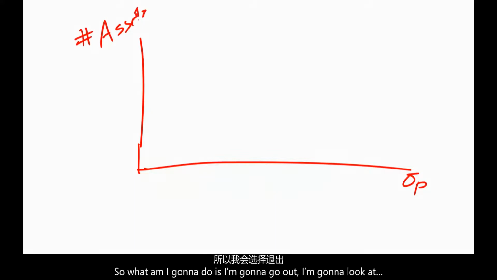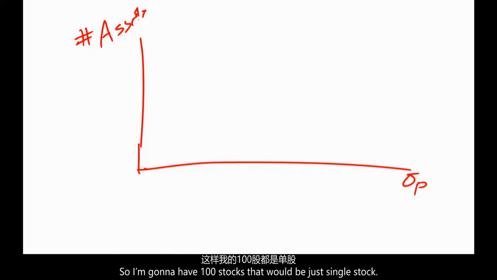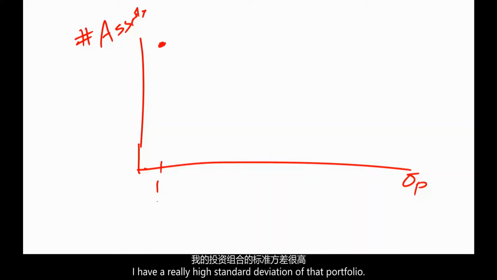Okay, so what I'm going to do is go out and get 100 one-stock portfolios. So I'm going to have 100 stocks, just single stocks, and I'm going to follow them over 60 years. I'm going to calculate the annual standard deviation of each stock for 60 years. So, 100 stocks, 60 years, 600 observations. And I find the average standard deviation is way up here. So when I have one stock in my portfolio, I have a really high standard deviation for that portfolio.